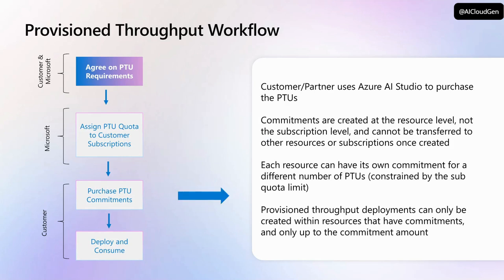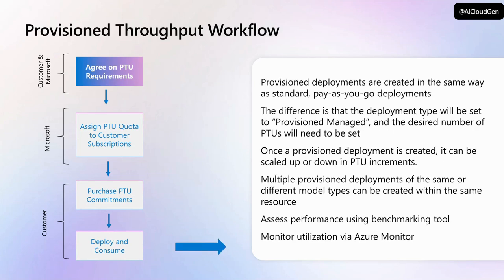So now you can purchase the PTU commitments, and once that is there, you can create your resources within the provisioned throughput deployments, which means it is going to use those commitments and leverage them. When you are creating the deployments, there is no difference between how you do it for a pay-as-you-go deployment or a provisioned deployment. The only difference is that the deployment type will be set to provisioned managed, and the desired number of PTUs will also be set there. That's the only thing you will be looking at.